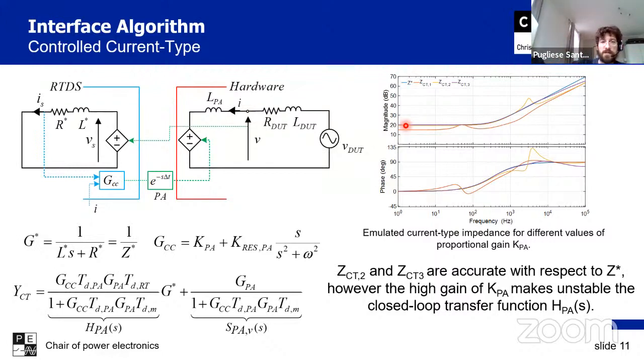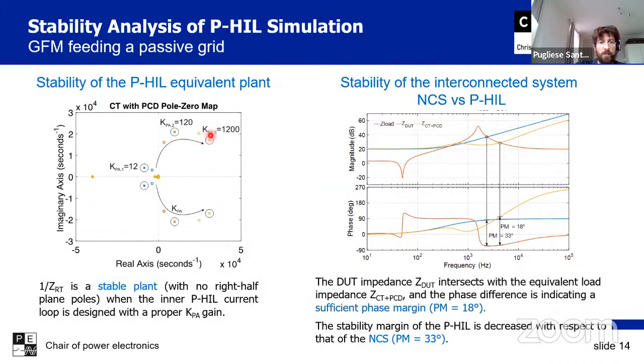So as a result, the representation will be accurate as we see here. So this violet line is perfectly matching with the blue one, but in reality, we cannot implement this system. The current control loop will be unstable. This instability is shown here because equivalently, I'm representing an unstable plant. As soon as we decrease the KP and we use the right value of this current controller, we see that the poles are moving inside, but we are losing in terms of accuracy.